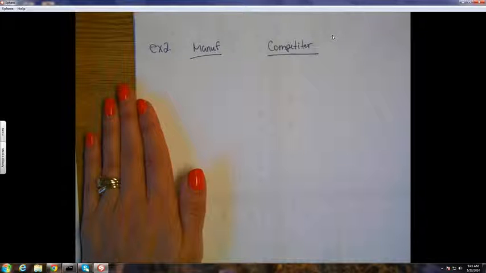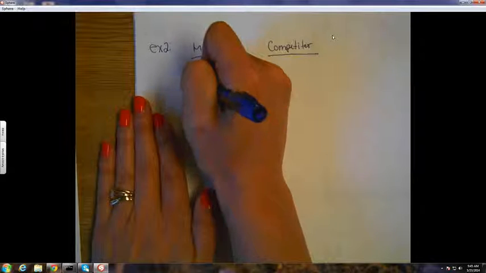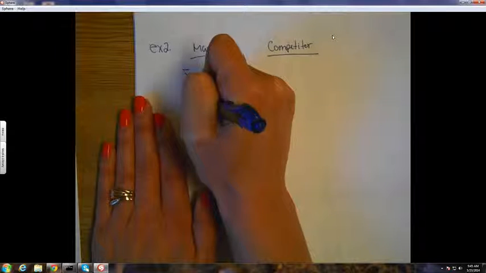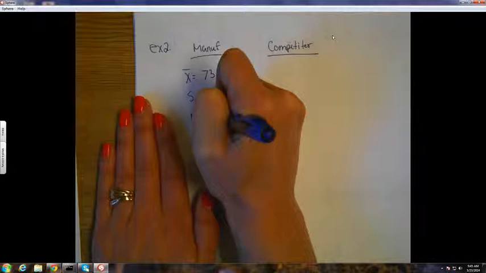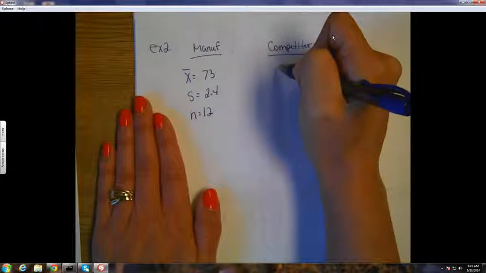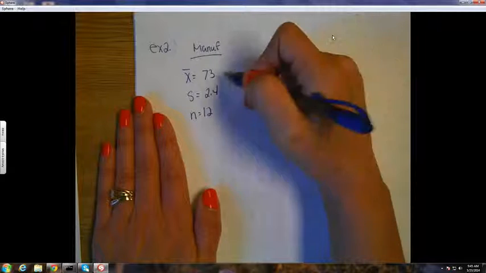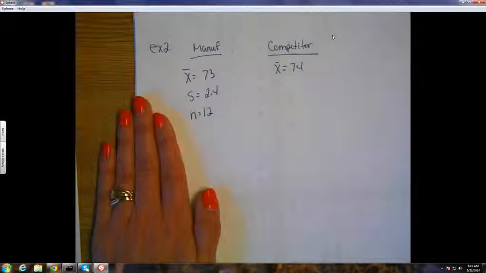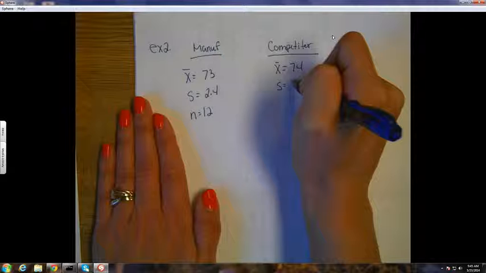Manufacturer claims that the watt usage of a 17-inch monitor is less than that of his leading competitor. So let's see what he came up with. The mean of the manufacturer is 73. Standard deviation, 2.4. Sample size, 12. The competitor had a mean watt usage of 74. So there's only a 1 watt difference. Is that significant? That's what we're going to test. Seems small.